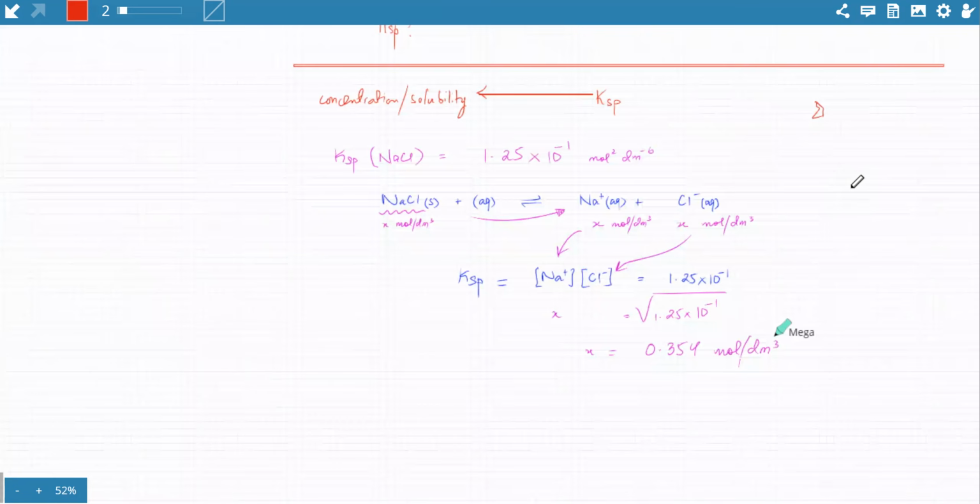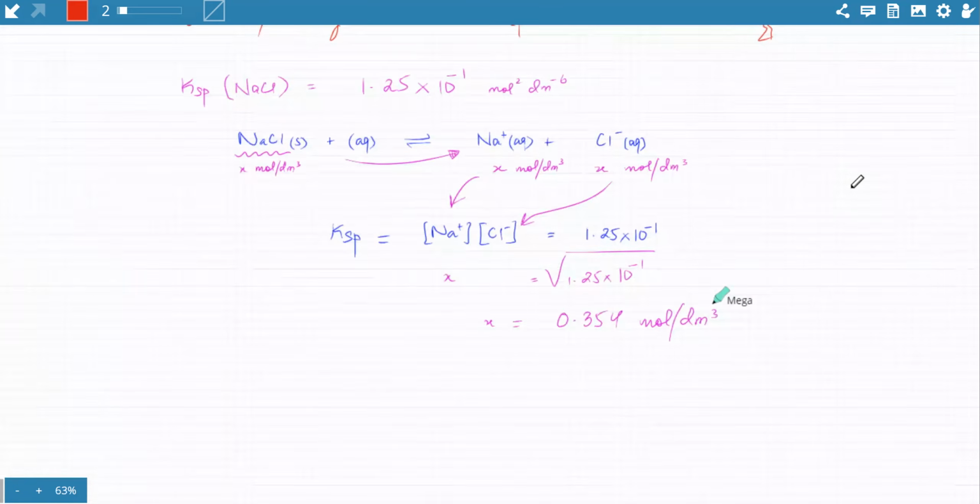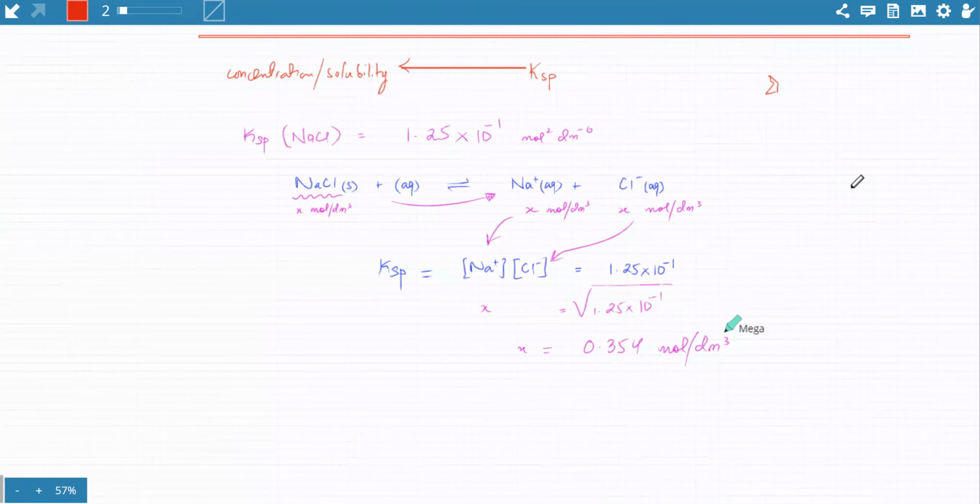So you found this is how you're going to find the value if Ksp is given. This is how you're going to find the concentration of the salt in solution.